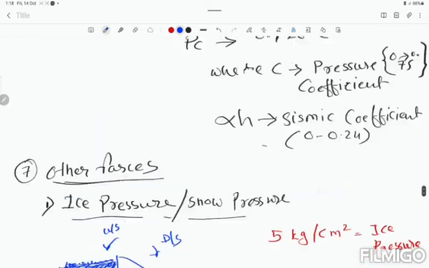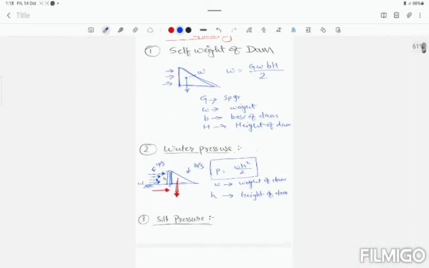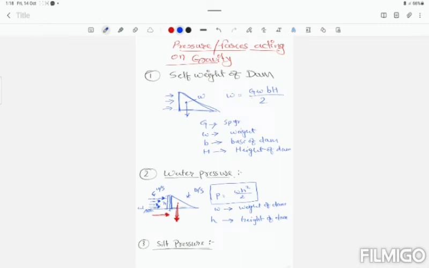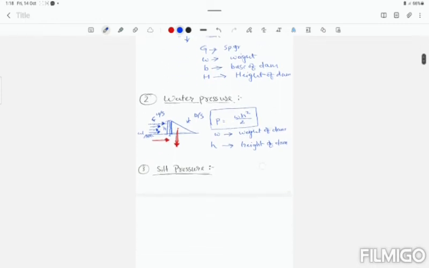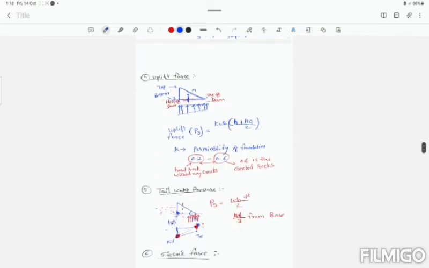So guys, those are all the forces we studied in this lecture. Such kinds of pressures we will study in this lecture. Self-weight of the dam is one of them. The second one is water pressure. The third one is silt pressure, and the fourth one is uplift pressure.